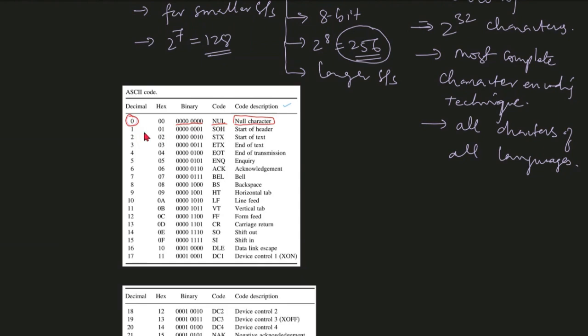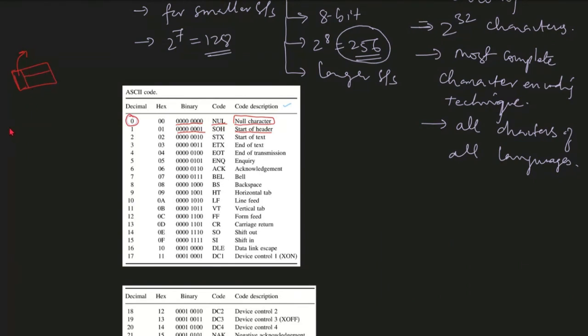Similarly, if it is 1, or in binary it is 1, then it will be used for start of header. You might know what a header is. Before sending data, we send some header data. The header is basically used to tell the system what is the meaning of the next bits that are coming.